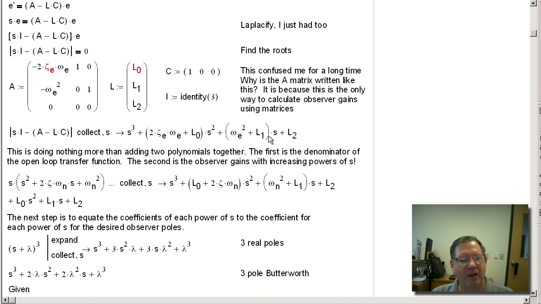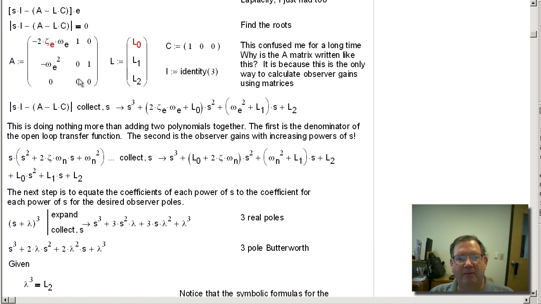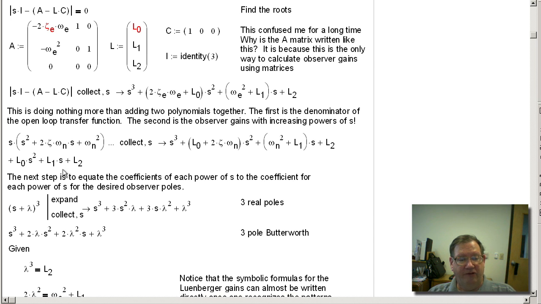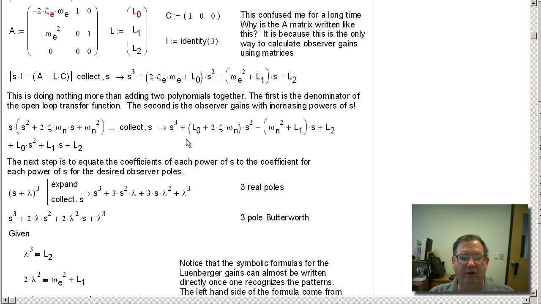Hopefully it won't confuse you, but to make the calculations for the observer gains work out, they had to swap these two terms from here to here and here to here. And if you do the matrix math, you get an equation that looks like this. If you look at this, it is really just the sum of two polynomials. One of the polynomials is the denominator of the open loop system, the same as the denominator of the open loop system from above. The second is just a simple polynomial with the Luenberger gains: L2, L1 with S, and then L0 with S squared. So it would be easy to add or subtract terms if you just remember that all you're doing is adding two polynomials together.